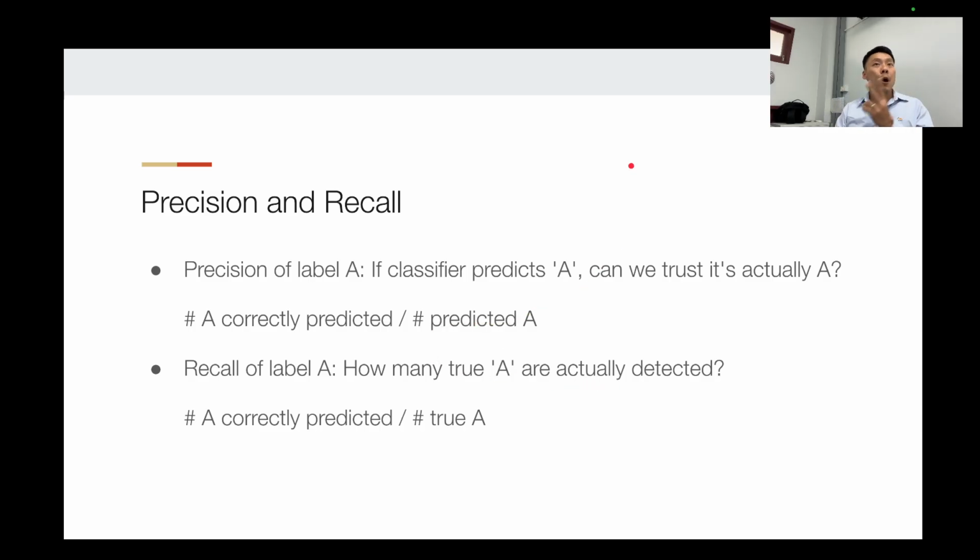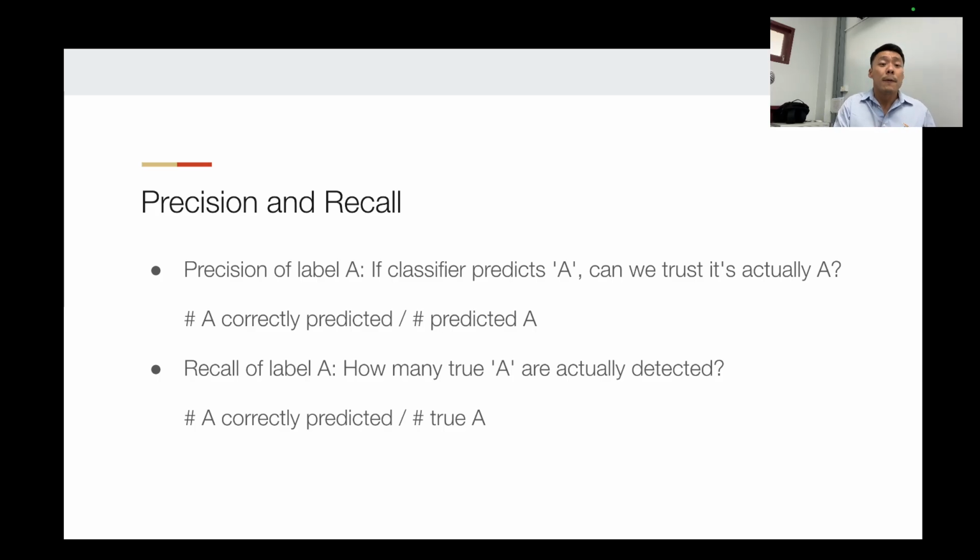So we have 2 more metrics that we use religiously: precision and recall. We compute precision and recall for each label. So if we have 3 labels, A, B, and C, we compute precision of A, precision of B, and precision of C. We compute it per label. Here's the formula.